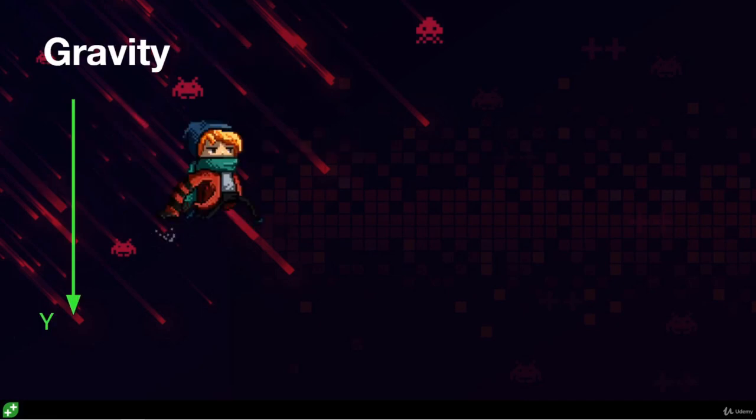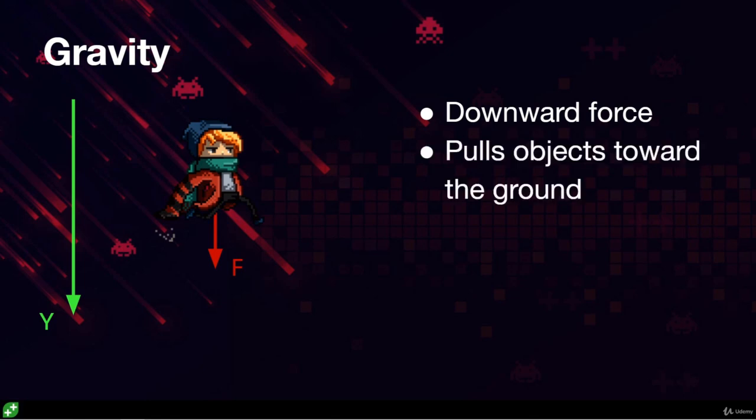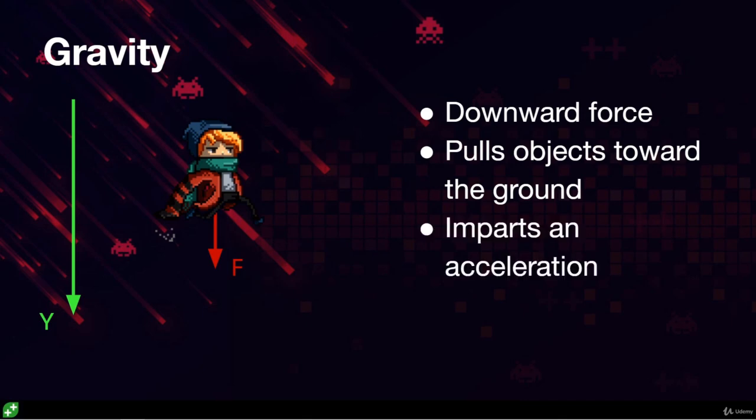So what is gravity? Well, here's Scarfy, and let's just say he's in free fall. Now, gravity is pulling him downward with a constant force. So gravity can be thought of as a downward force, pulling all objects toward the ground. Now, when an object is in free fall, gravity is imparting an acceleration on that object. So in order to understand gravity, we need to understand what acceleration is.